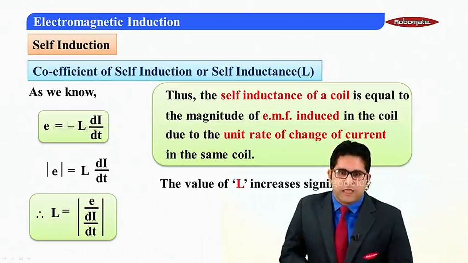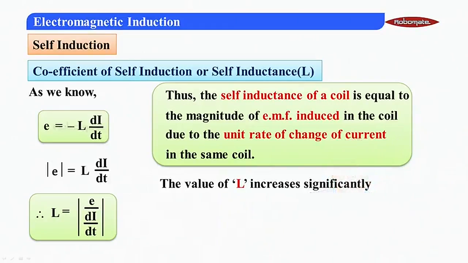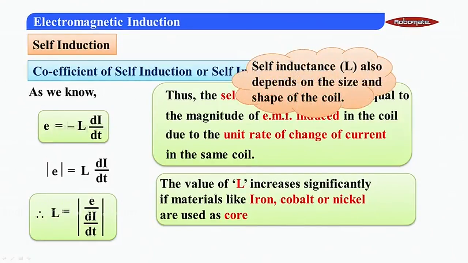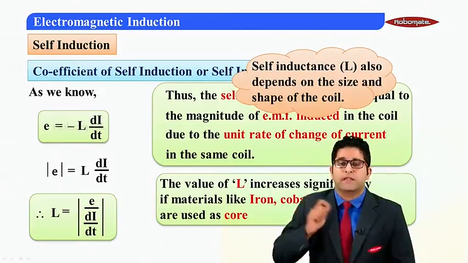Now let us move further. This value of L increases significantly when we are using materials like iron, nickel or cobalt as a core. And this self-inductance also depends upon the shape and the size of the coil. Now these points are very important, kindly note them down.